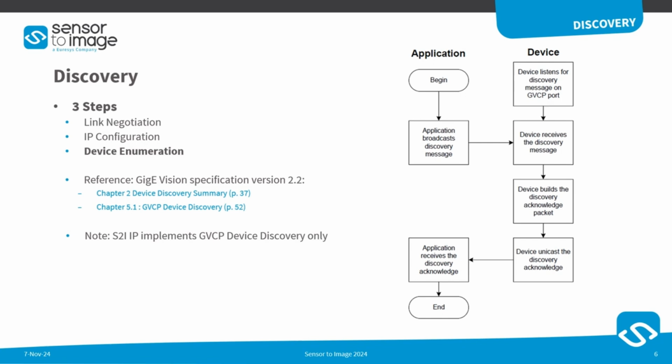The device listens for discovery messages on the GigE Vision control port, UDP 3956. When receiving such a discovery message, the device builds and sends the discovery acknowledge packet, which includes basic information about the device like manufacturer, model and MAC address. With these data, an application can build a list with all available GigE Vision devices and a user can open the device for further operations.